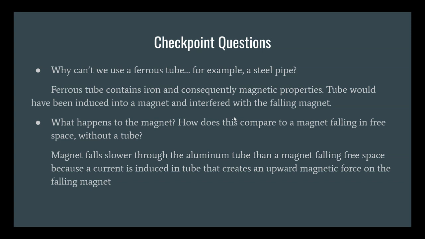What happens to the magnet? How does this compare to a magnet falling in free space without a tube? Well, the magnet falls slower through the aluminum tube than a magnet falling in free space because a current is induced in the tube that creates an upward magnetic force on the falling magnet.